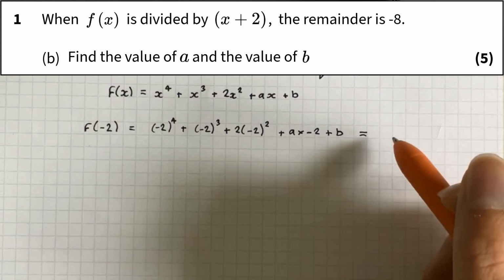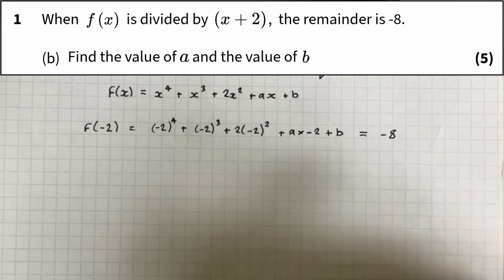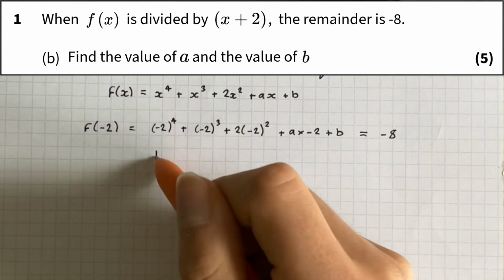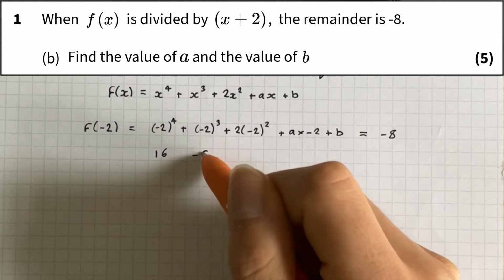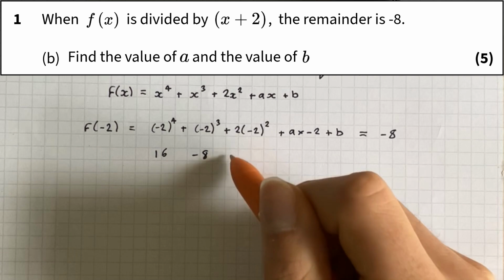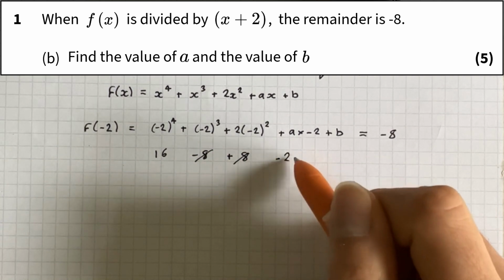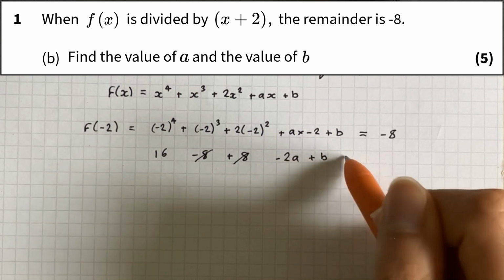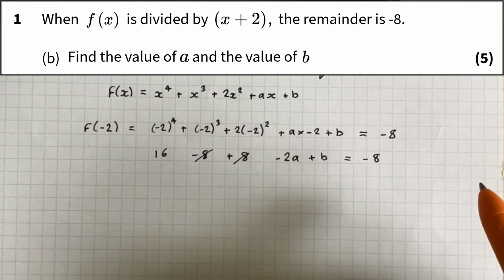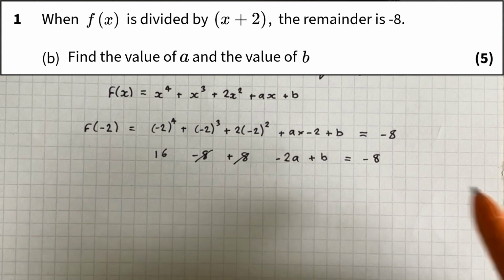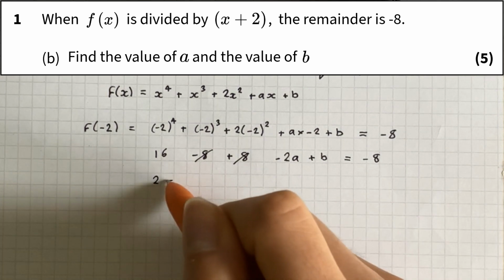Don't forget the brackets, because if you're squaring, a negative is going to turn positive. So this should be equal to minus 8 according to the question. And from here on out is just calculating, simplifying these numbers. These 8's cancel out, so that's quite nice. And here, what I'm going to do is add 8 to both sides.